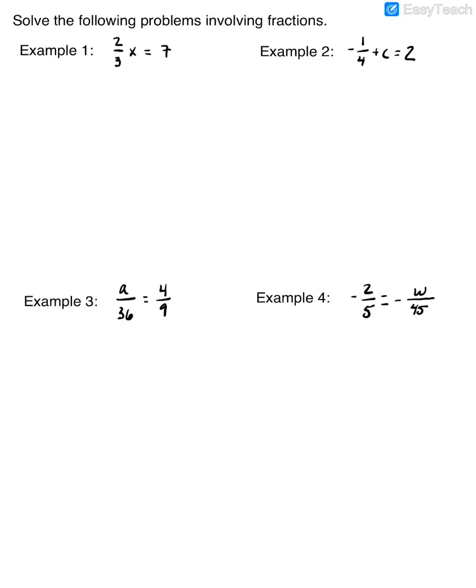So the reciprocal of 2/3 would be 3/2. It's really just the flip of the fraction. So the denominator becomes the numerator and the numerator becomes the denominator. Okay, and so if 2/3 has the reciprocal of 3/2, then that's what I'm going to multiply to both sides.